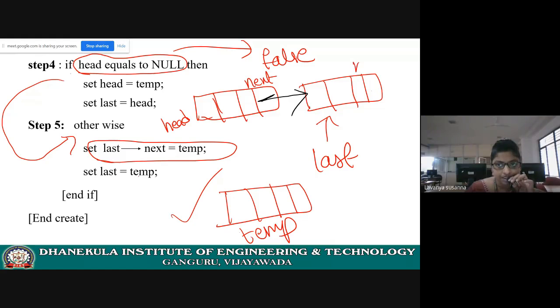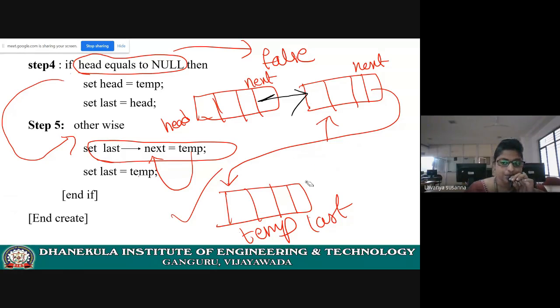Last next equal to temp. That means last next points to the temp node. You are assigning the address of temp to last next, so last next contains the address of temp. That means last next is pointing to the temp node, the third node. After that, last equal to temp. Now last becomes temp. Now last points to the temp node. In this way, you are creating a linked list.